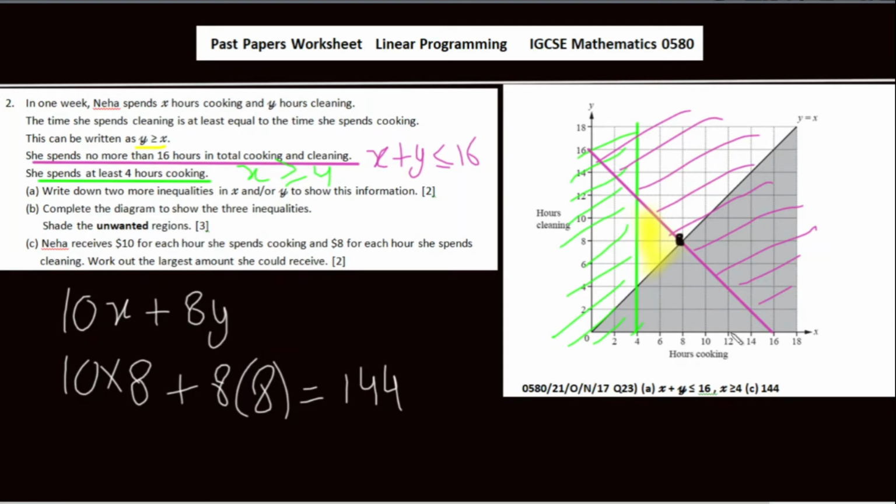So how did I get to this? I used the maximum value of x because x is being multiplied with 10. So if I need a bigger answer, I need to make sure x is the biggest possible. And here x is 8, so that means y is also 8.